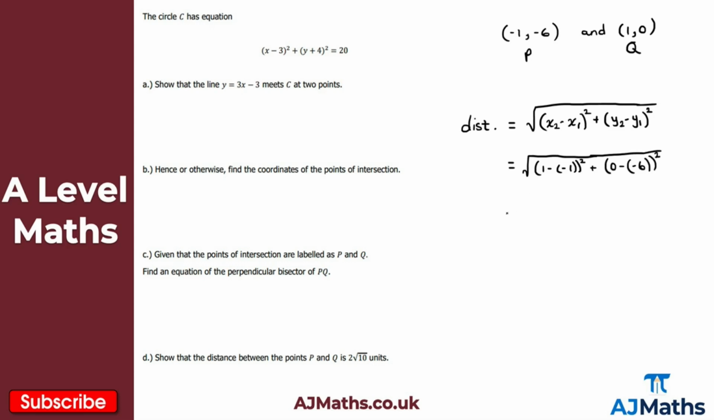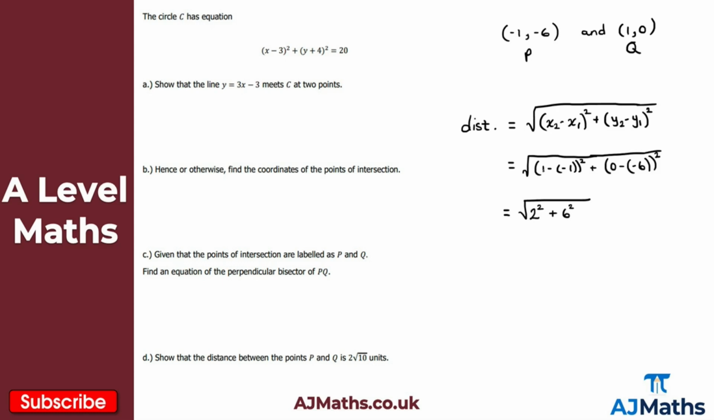Okay, putting all this together here. 1 minus minus 1 is the same as 1 plus 1, so I'm going to get 2 squared there. Now I'm going to do 0 minus minus 6. That's the same as 0 plus 6, which gives me 6 squared. We get 2 squared plus 6 squared.